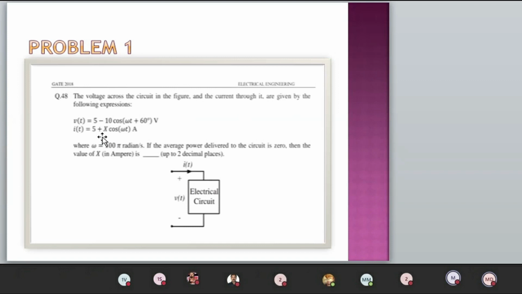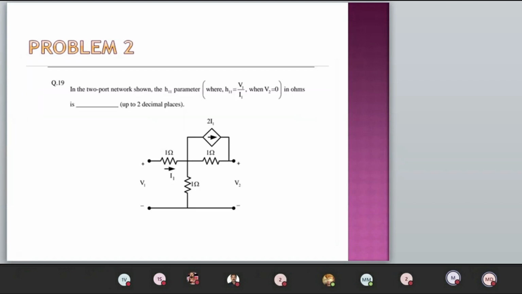Because the average power delivered to the circuit is 0, given in the question itself. So that is an important clue which you should understand, and kindly work out the problems thoroughly. Right? Thank you. Now let us proceed to the second problem.